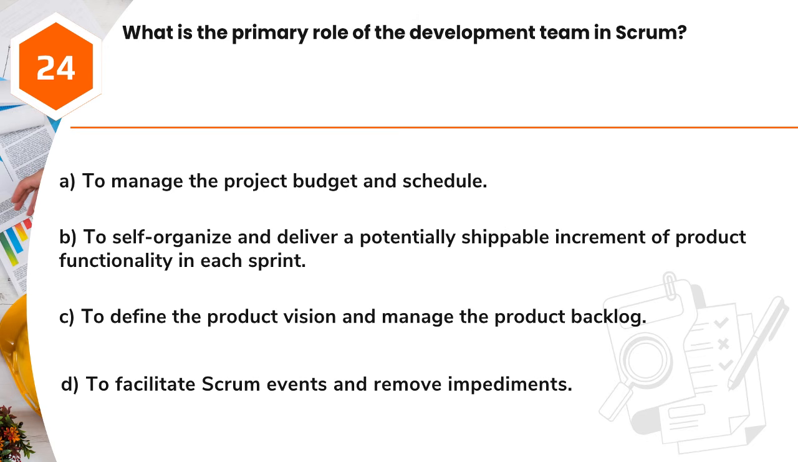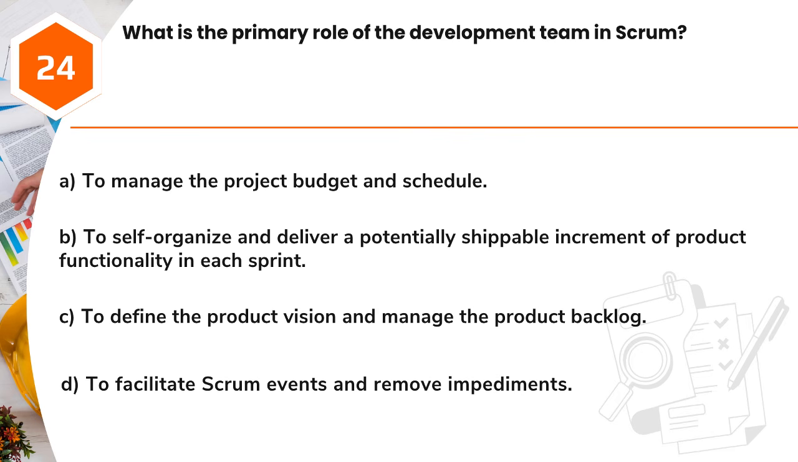Question 24. What is the primary role of the development team in Scrum? A. To manage the project budget and schedule. B. To self-organize and deliver a potentially shippable increment of product functionality in each sprint. C. To define the product vision and manage the product backlog. D. To facilitate Scrum events and remove impediments.